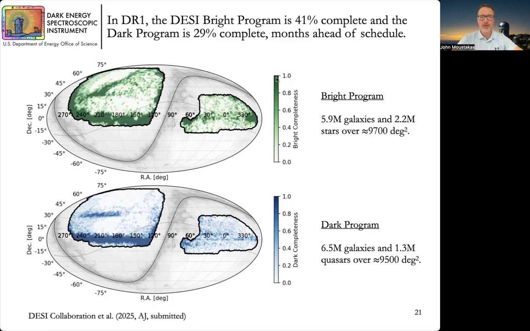So dark green areas are where we have observed that part of the sky enough to fill in gaps in our instrument. And so you can see overall, it's about 41% complete, combining the North Galactic Cap and the South Galactic Cap. This contains data on almost 6 million galaxies and over 2 million stars. Meanwhile, the dark program in DR1 is about 29% complete, so about a third, and contains data on 6.5 million galaxies and 1.3 million quasars.